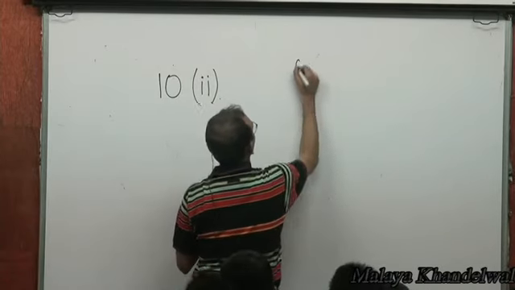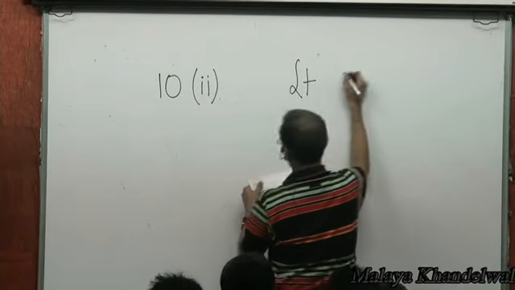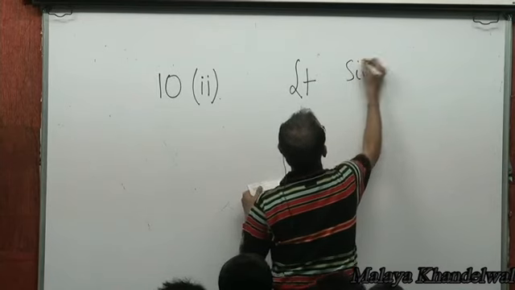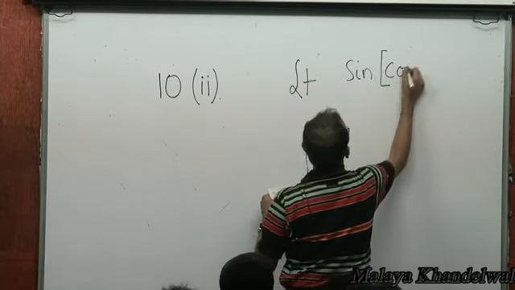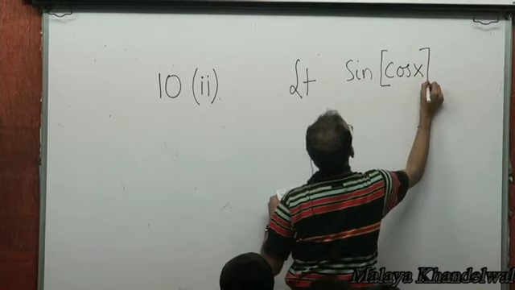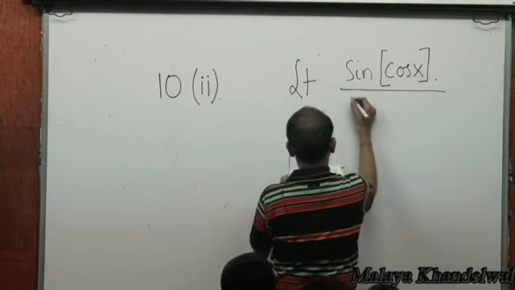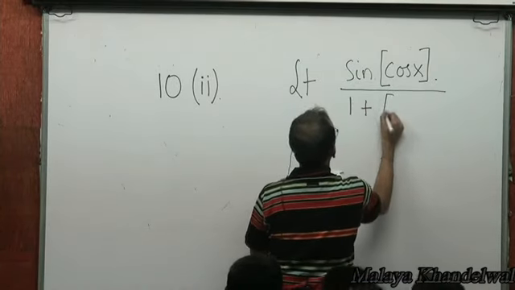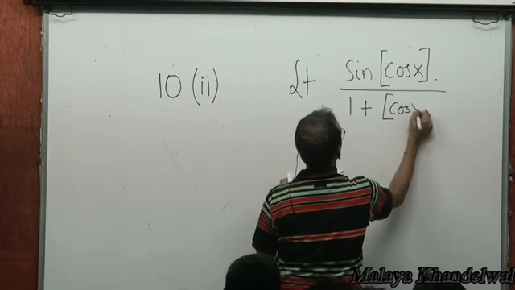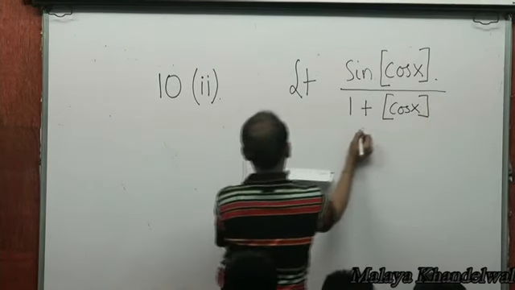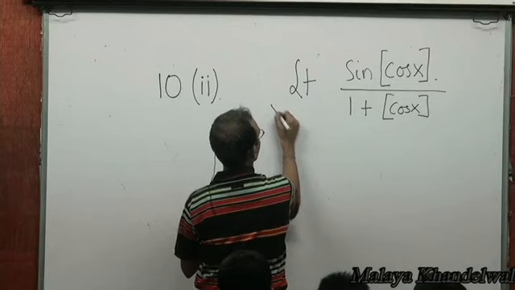We want to be able to find the limit of sine box of cos x over one plus box cos x, as x tends to 0.